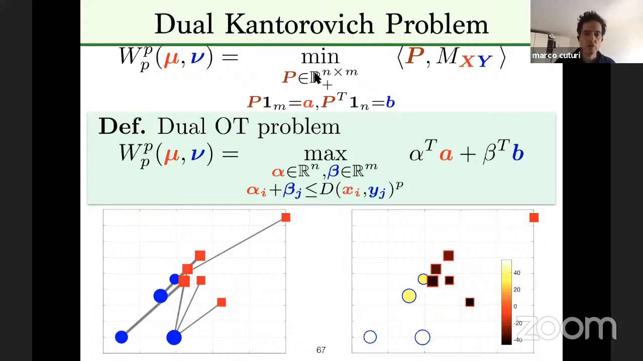So what is the solution that you get in the dual? Well, the dual is a bit different. What it does is try to maximize those two dot products subject to constraints. But what is important to see here is that we're going to look for a value at each point of the input measure and another value at each point of the output measure, the source and the target measure.